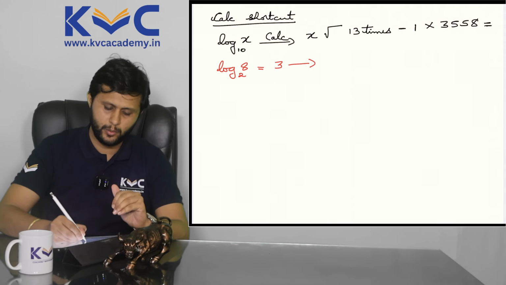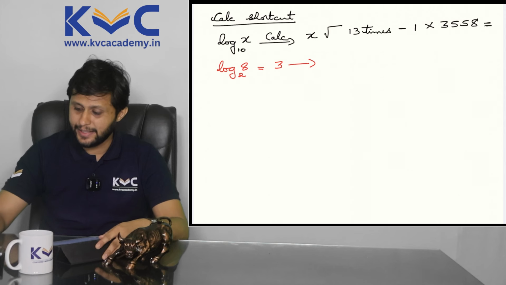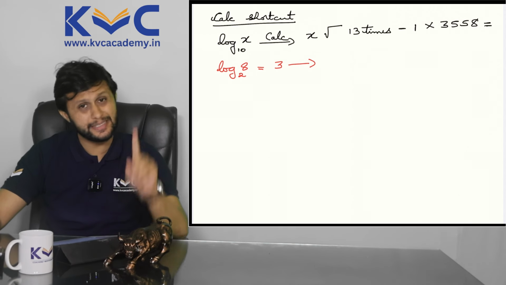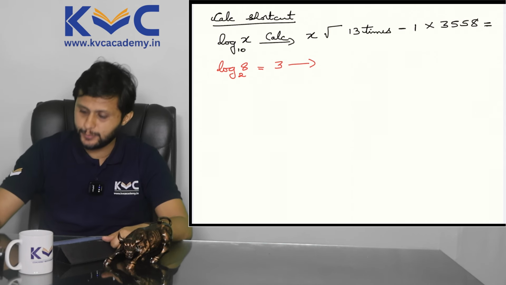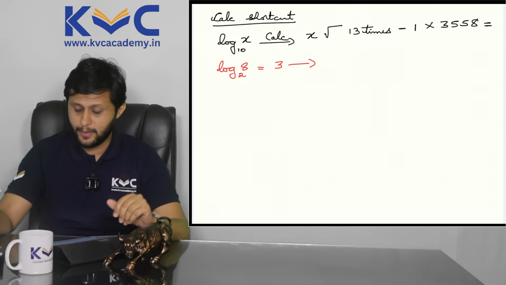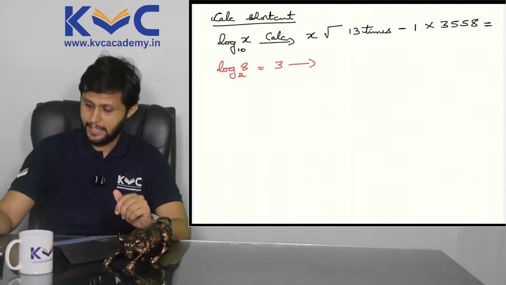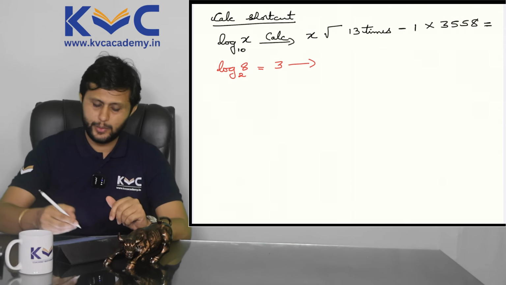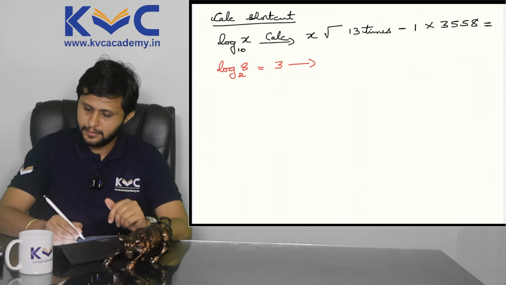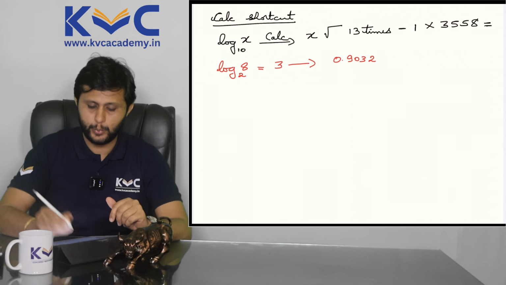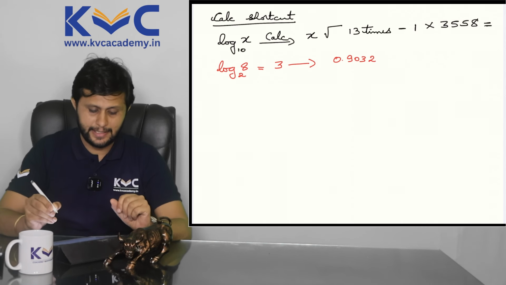Now in the calculator, what do I need to do? Press 8 in your calculator. Stay with me. Press square root 13 times: 1, 2, 3, 4, 5, 6, 7, 8, 9, 10, 11, 12, 13. Something is there on the screen. I am not going to bother about it. Minus 1, into 3558. After that, press equal to. You get the answer as 0.9032. But I told you that you will get the answer as 3.